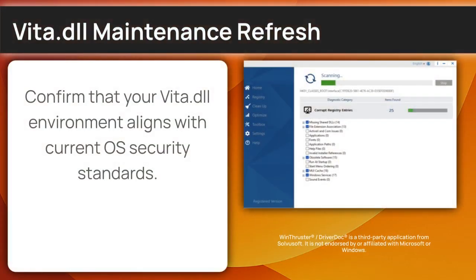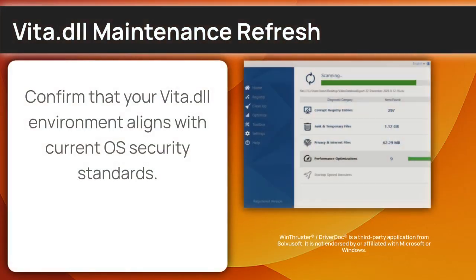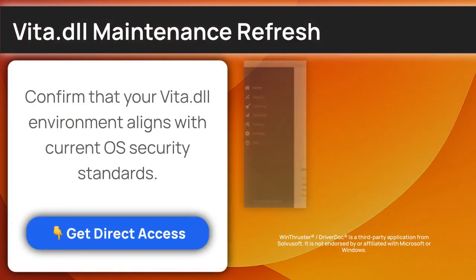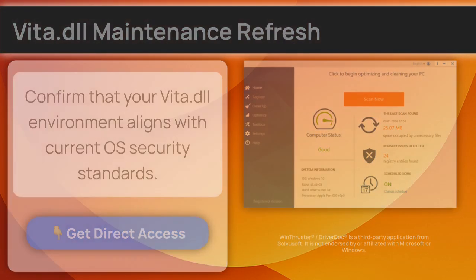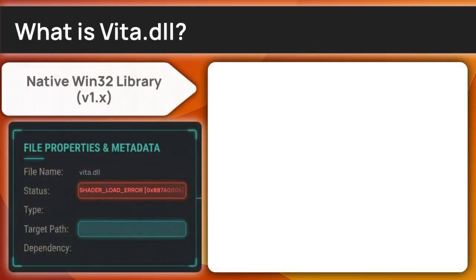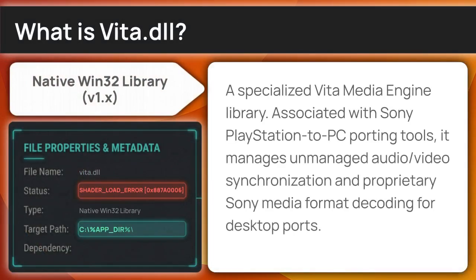To kick off the manual repair for Vita Library, you can also find an official toolkit designed for system-level synchronization. This is the Vita Library, a specialized Vita Media Engine library. Associated with Sony PlayStation-to-PC porting tools, it manages unmanaged audio and video synchronization and proprietary Sony media format decoding for desktop ports. Now that you know how the file works, let's focus on the how and fix the issue.